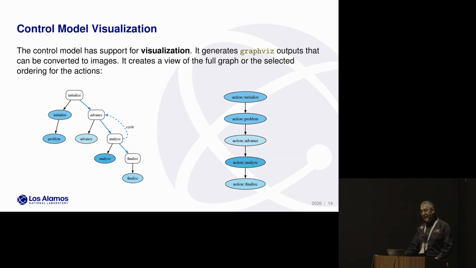FleCSI provides some convenience functions for doing graphical visualization. So given the control model, you could tell it to output just like shown on the left. It produces GraphViz that you could run through a tool like Dot to get pictures as you see on the left. And it also has an option where you could say serialize this and show me an order that my actions might execute in, so you could get a better feel for a specific ordering.